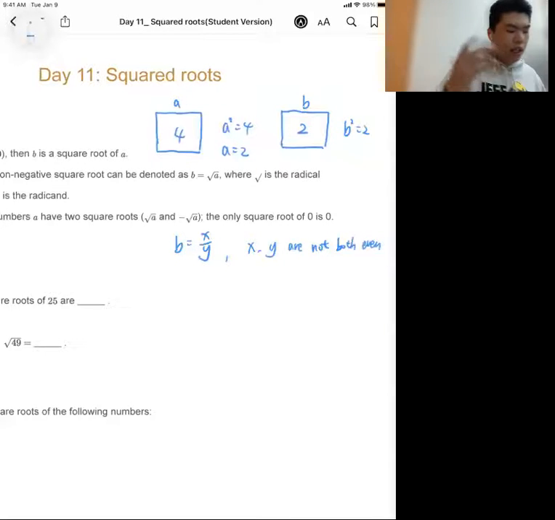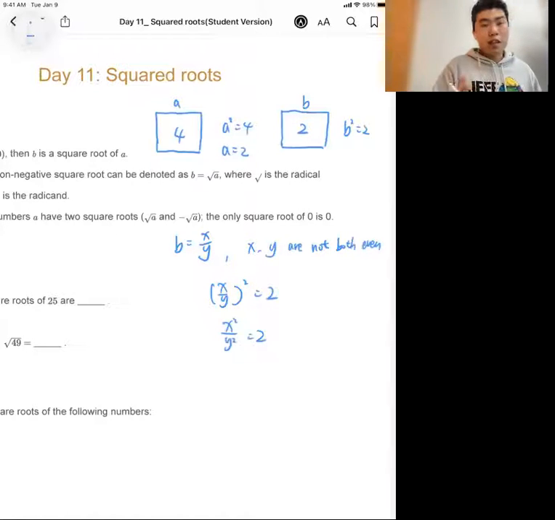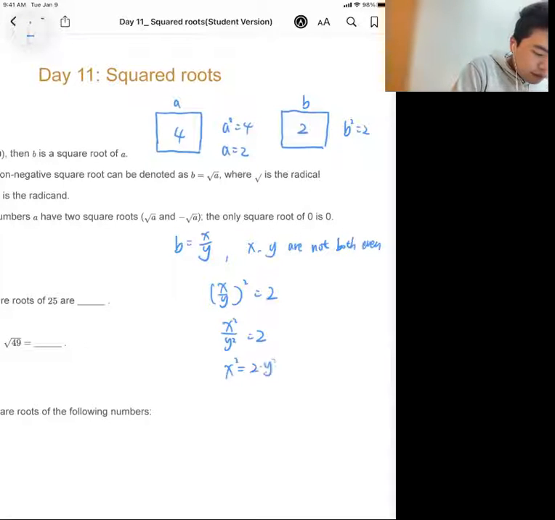Okay, so now with this assumption, let's take a look. We know that b equals x over y, and we also know that x over y to the power of 2 equals 2, right? Because that is what we have for b squared. And then we have x squared over y squared equals 2. Of course, we just need to apply the power of a quotient, which we learned last week, okay? So this gives us x squared equals 2 times y squared, okay?